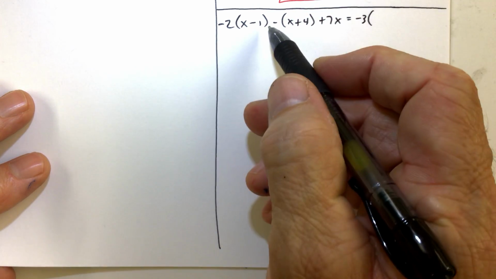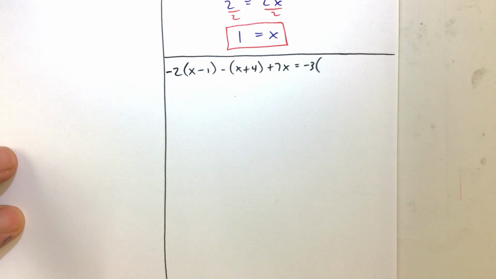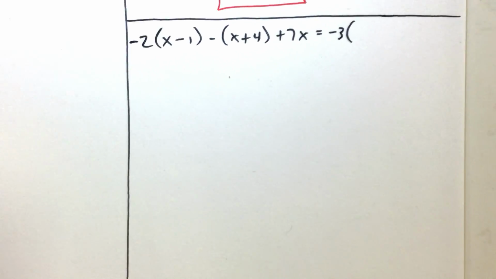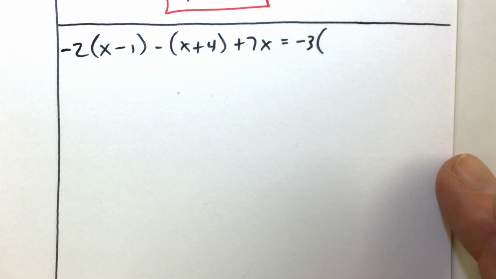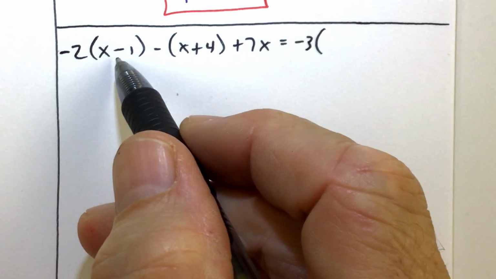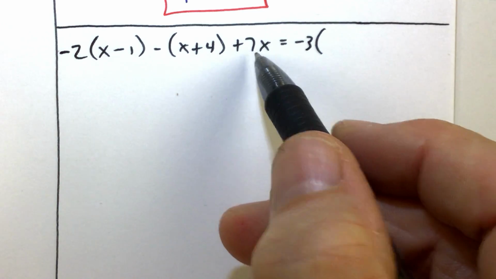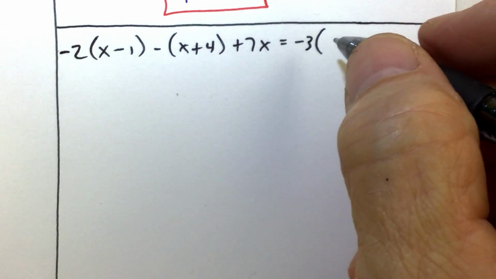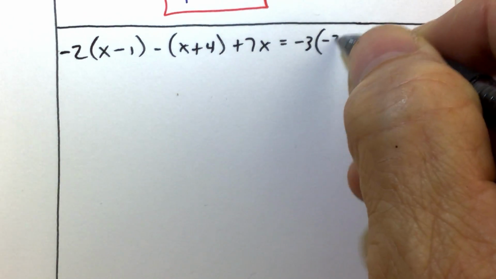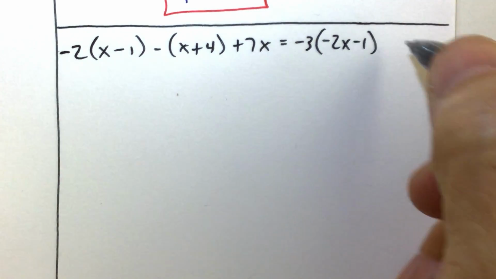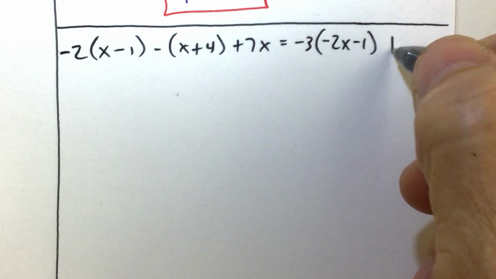So just to read you what I have here, and I don't seem to be able to zoom in, and oh, there we go, I can zoom in. So we have negative 2 times the quantity x minus 1, minus the quantity x plus 4, plus 7x, is equal to negative 3 times the quantity negative 2x minus 1, and then we have a plus 2.